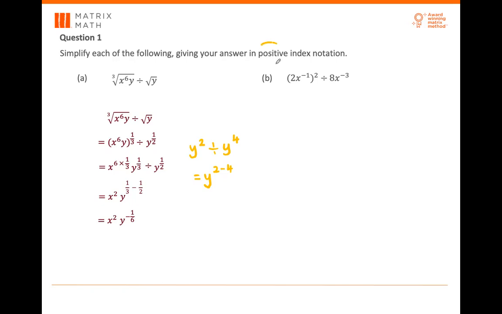The question wants it in positive index notation, so remember this formula. You will have x squared over y to the power of 1 over 6. Okay, moving on to part B.